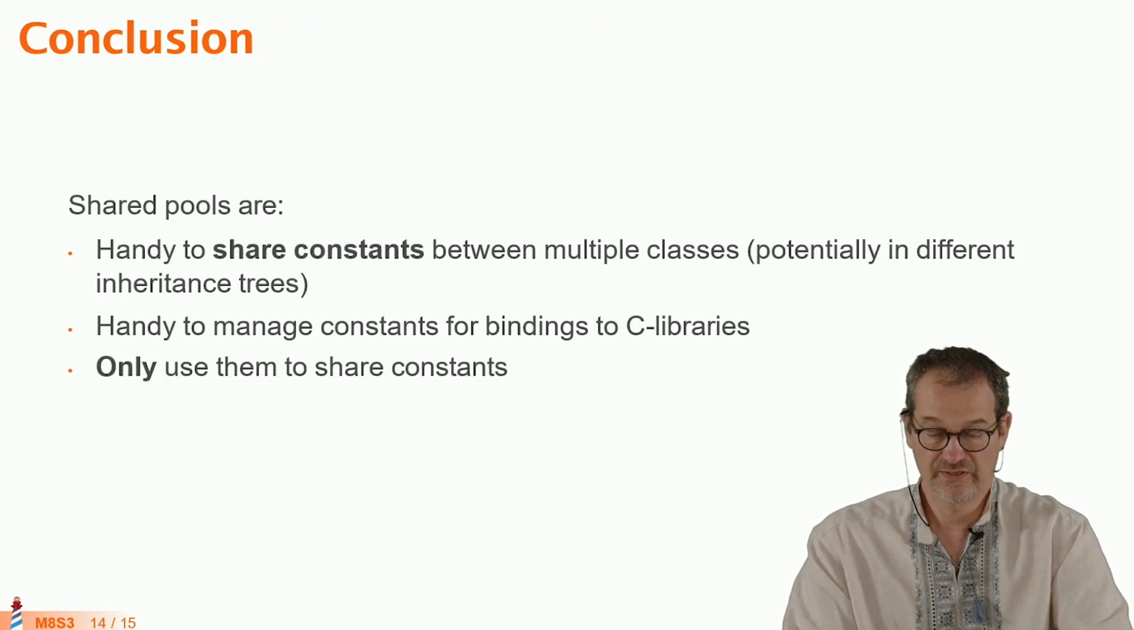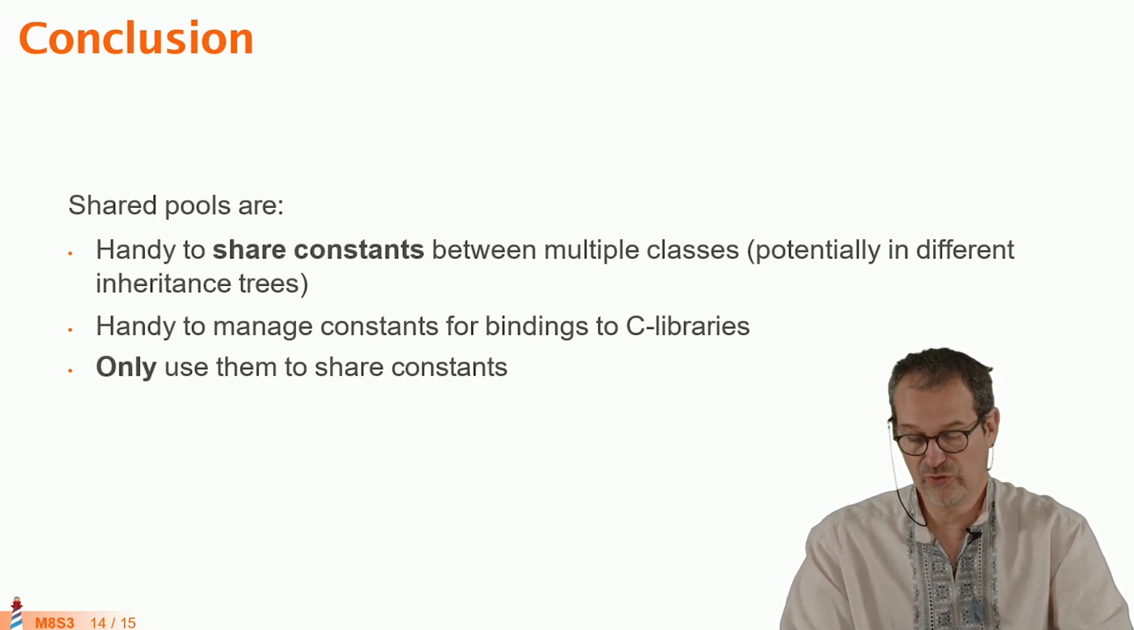So the conclusion is that shared pools are really handy to share constants between different hierarchies. They are really nice to manage constants for bindings. For example, if you want to bind a C library, you will often have a lot of constants, and you can group them like that. For the user of such constants, this is easy: they just use a shared pool and not thousands of class variables. And pay attention that it is always better to use constants in shared variables and shared pools.